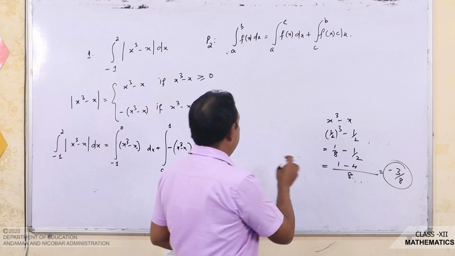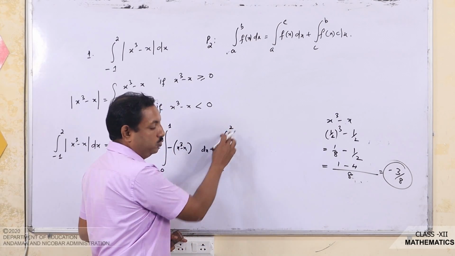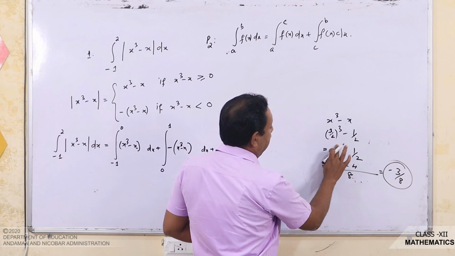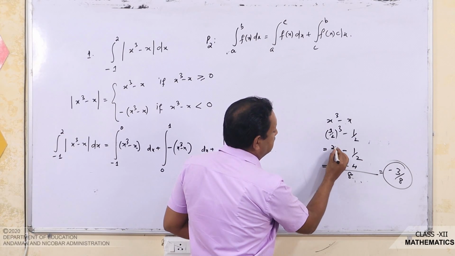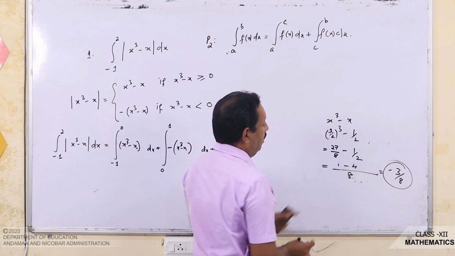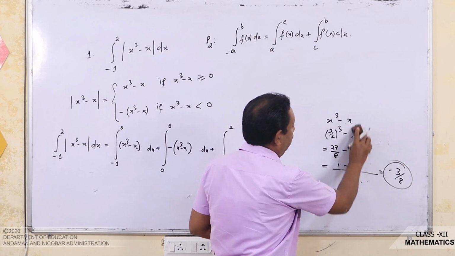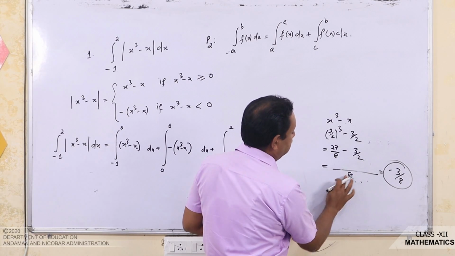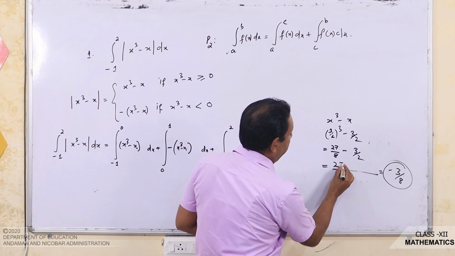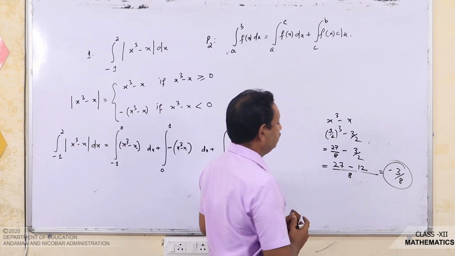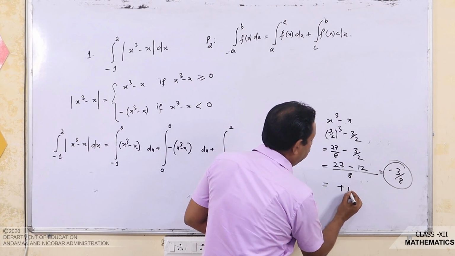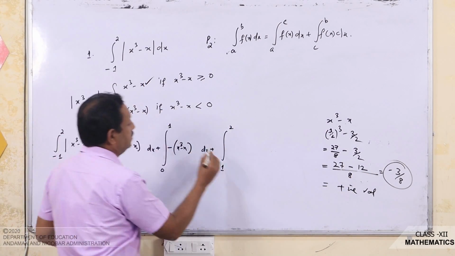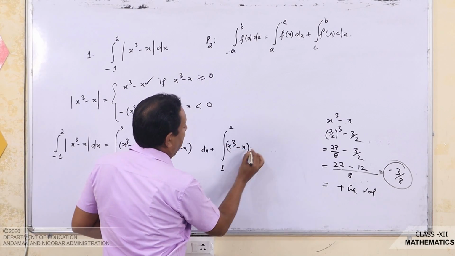In between 1 to 2, that means you can choose one point between 1 and 2, that means you can take 3 by 2. So, if I am taking 3 by 2 here, that will give you what? That is 27 by 8 minus 3 by 2, that is 27 by 8 minus 12 by 8. Anyhow, we are getting some positive value, and that positive value means we have to choose this one, that means x cube minus x and dx.